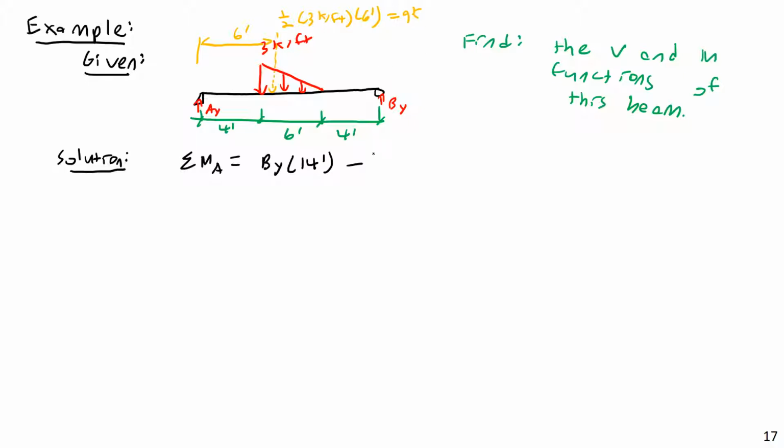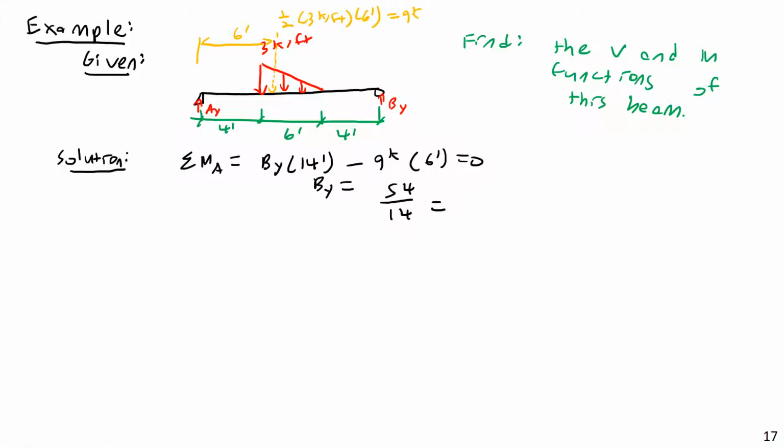And so then minus 9 kips. Again, the moment about A, this is clockwise, so negative. 9 kips times the moment arm length of 6 feet equals 0. And so BY is equal to 9 times 6, or 54, divided by 14.